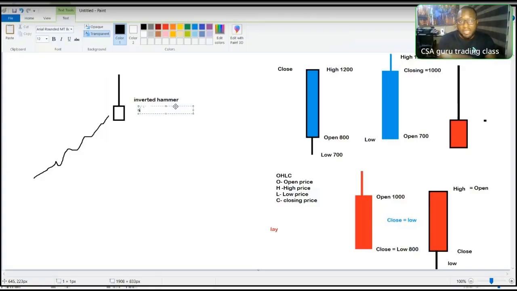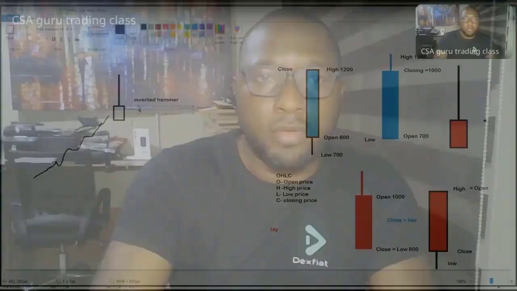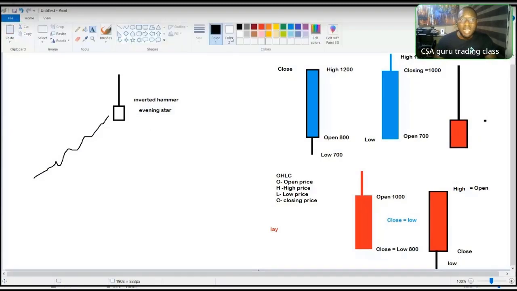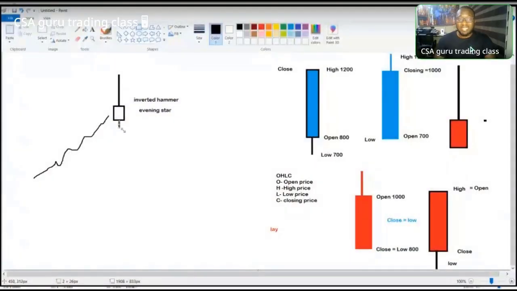It can either have a wick. Sorry, an evening star. Now, it can either have a wick or not. Either it has a small wick below it or not. It doesn't matter. As long as it's showing something like this, if you look at what we're having here, we're having a longer wick at the top.